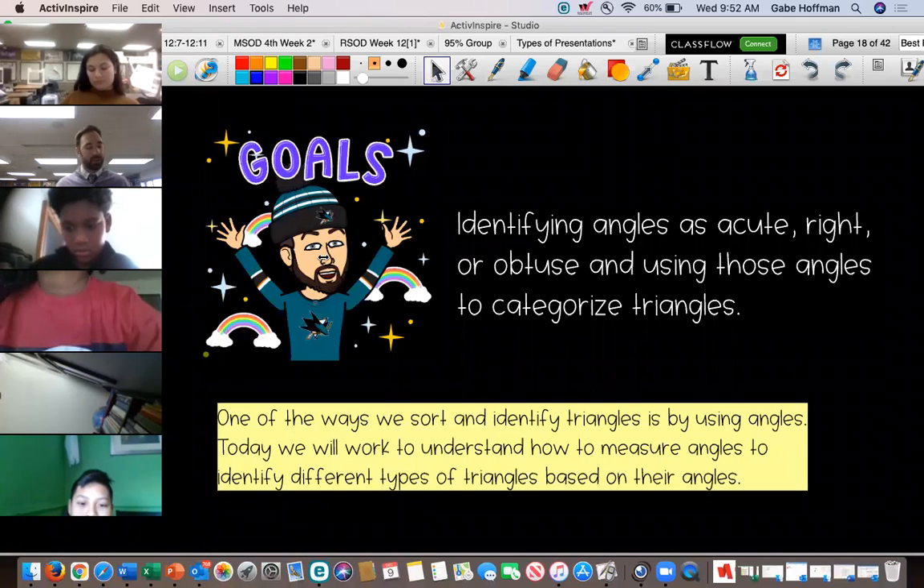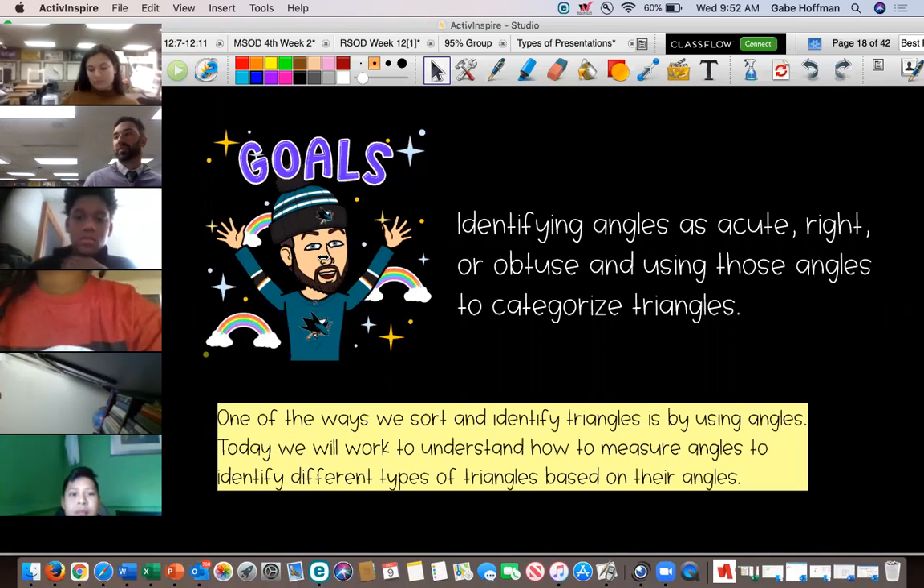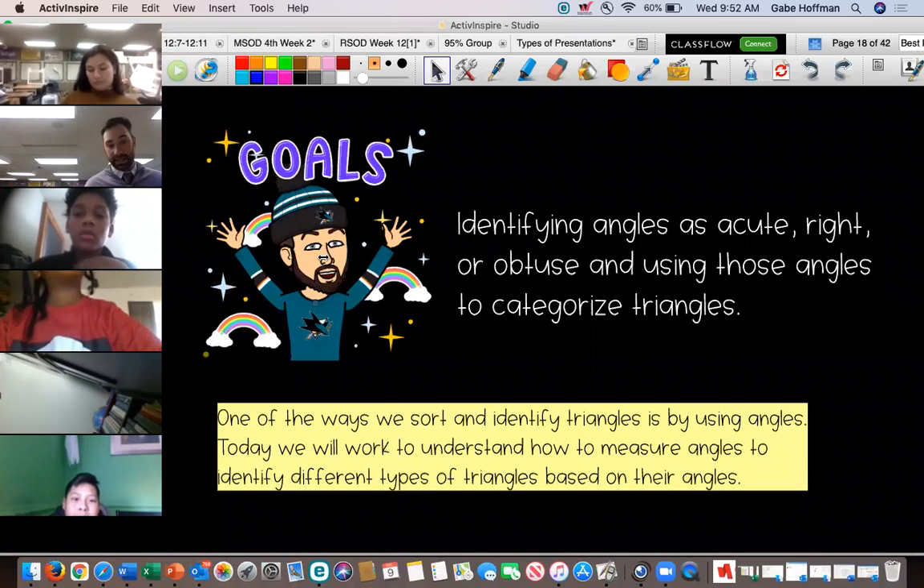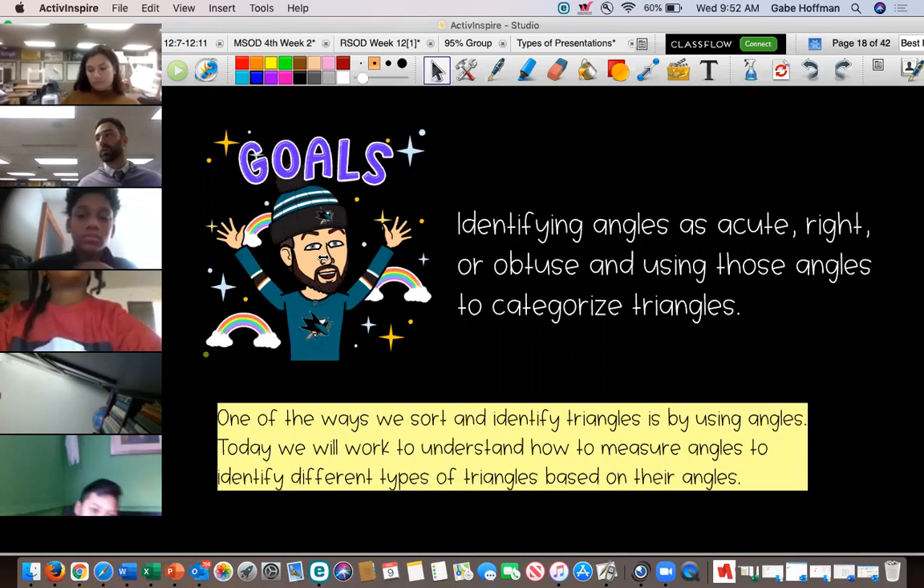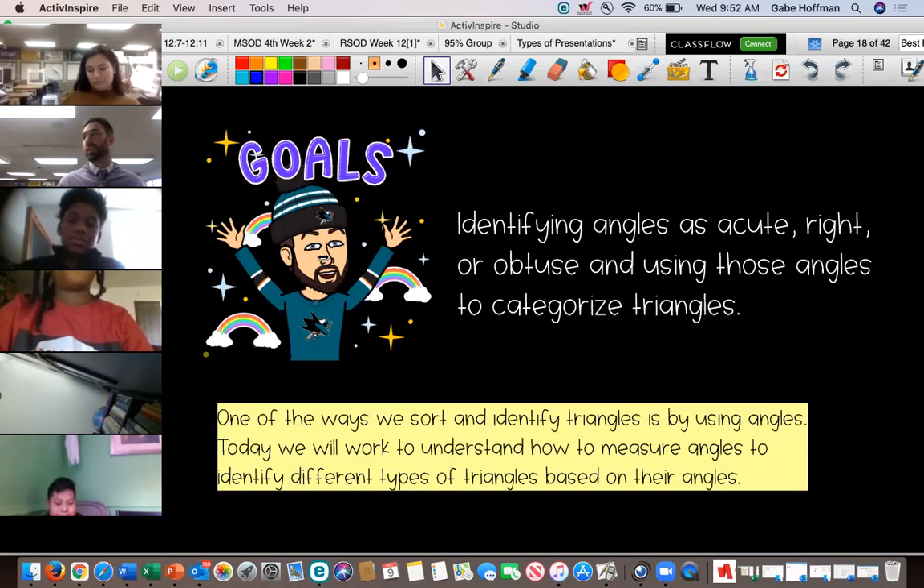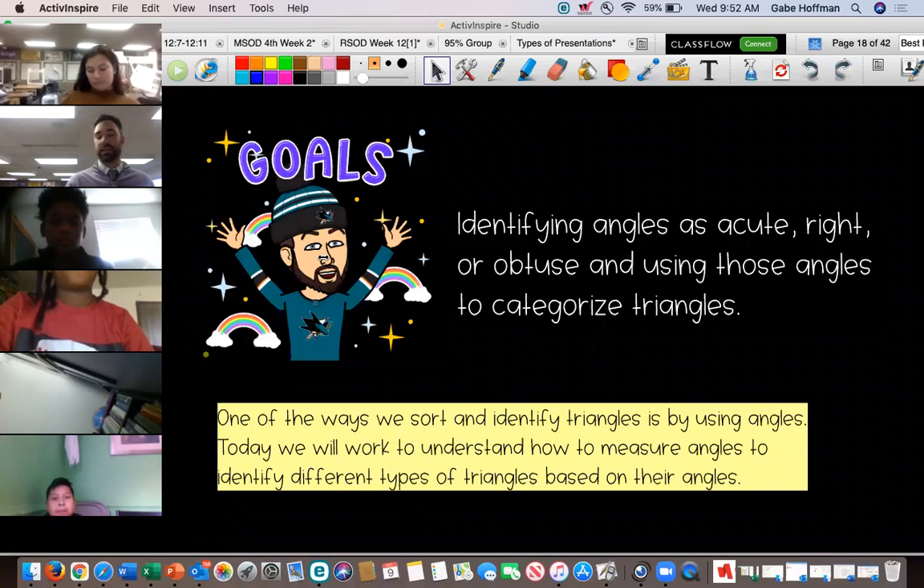We just decided, with virtual learning and the way things have gone and the way we've had to do lessons, it'd be better to not cram that all into one day, okay? So tomorrow we will look at triangles and classifying those triangles using angles. Today we're just going to focus on acute, right, and obtuse angles, and being able to identify those.